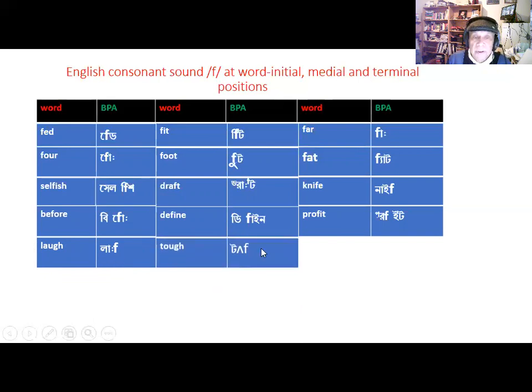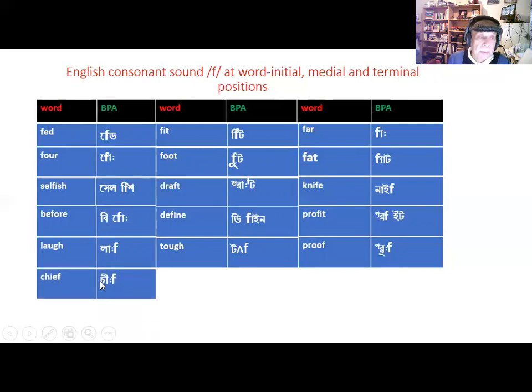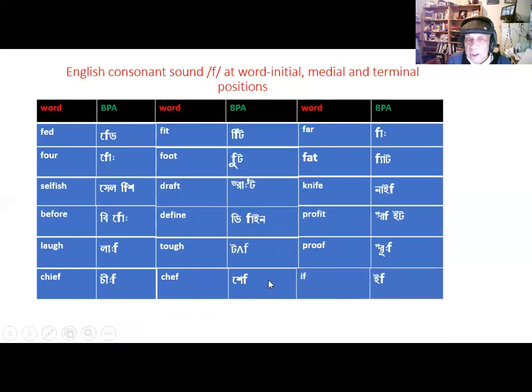Tough. The f sound is at the terminal position. Proof. The f sound is at the terminal position. Chief. The f sound is at the terminal position. Chef, chef. C-H-E-F is chef. Knife is at the terminal position, and if is at the terminal position.